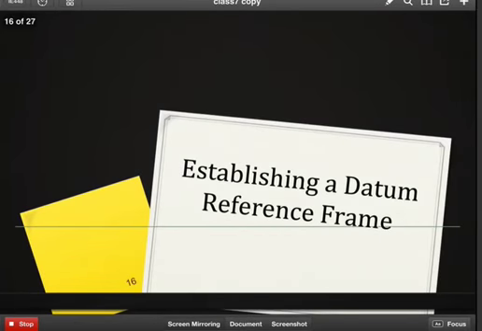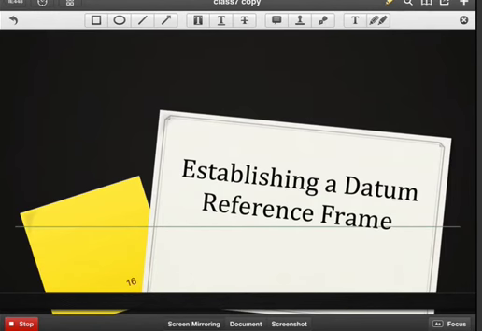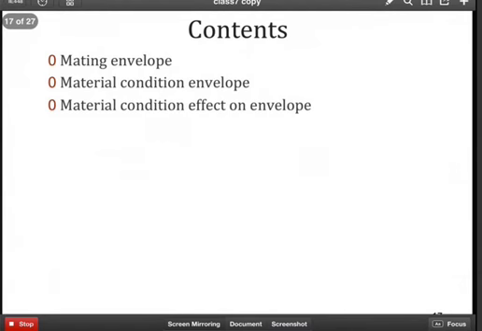Okay, so given that we can construct the theoretical datum reference frame, how would we actually create it on a part that we've just manufactured? So let's think about that. The first thing we need to understand is this concept of a mating envelope. And that's going to be important not just in the context of a datum reference frame, but we'll use that in other contexts as well. And then we'll look at a material condition envelope, again based on MMC or LMC, and also the material condition effect on the envelope. So if I deviate from material condition, how does that affect the resulting envelope?